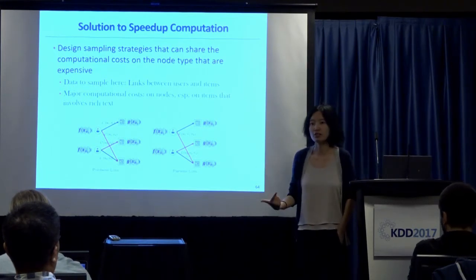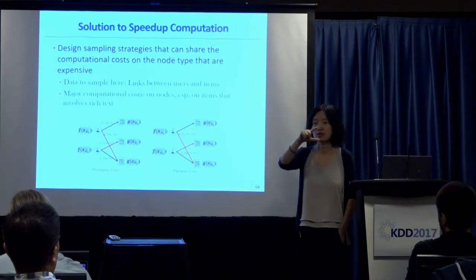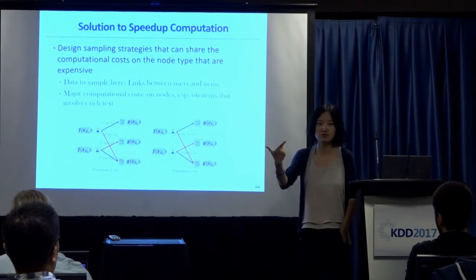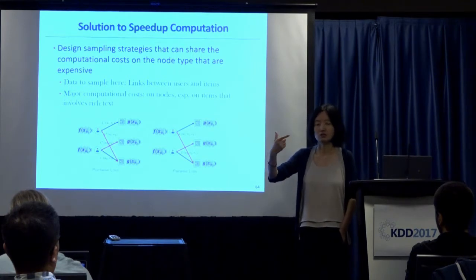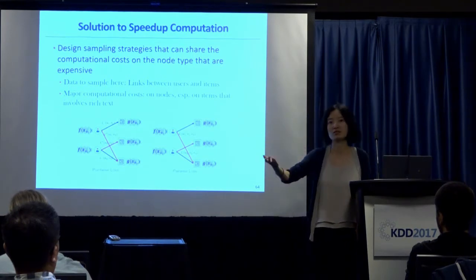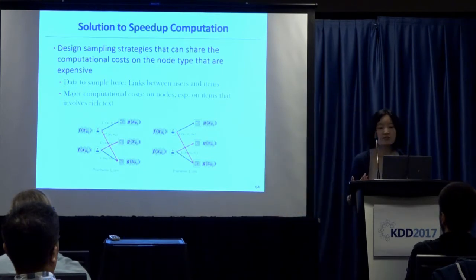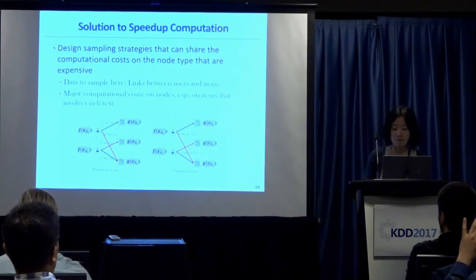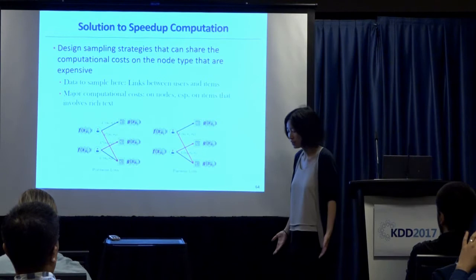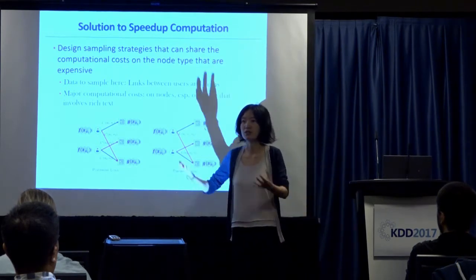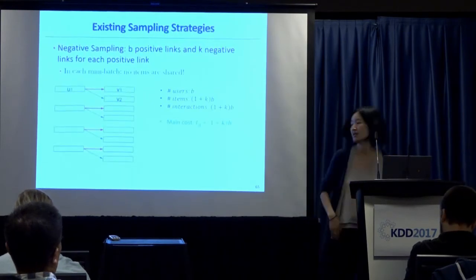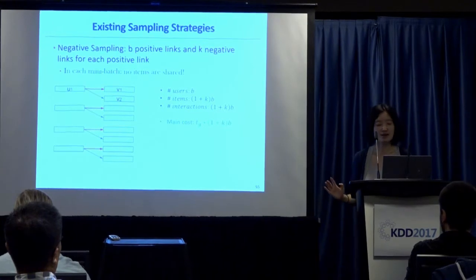Because when we define the loss function, in practice we have observed a link or not observed this link, and the score function is blah, blah, blah, and we want to minimize the score function in the 1, 0 or something like that. So the loss function is defined on those links. The data points here are also links. So where are the major computational costs? They are on the nodes, especially on the item types of nodes. So what we do is try to design some smarter way of sampling.